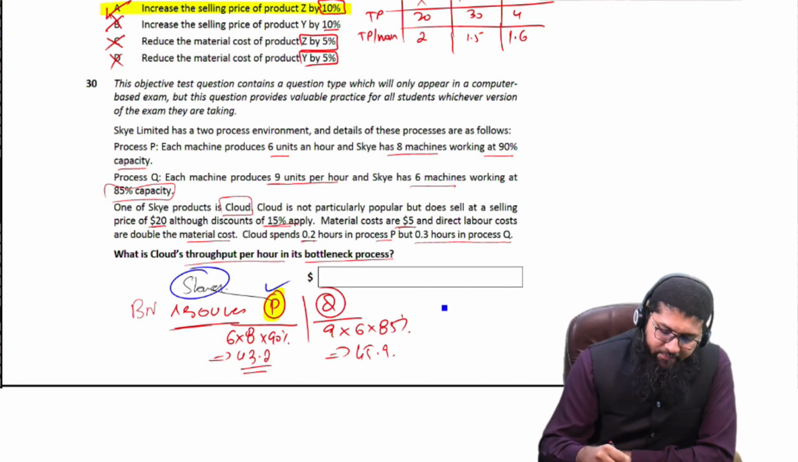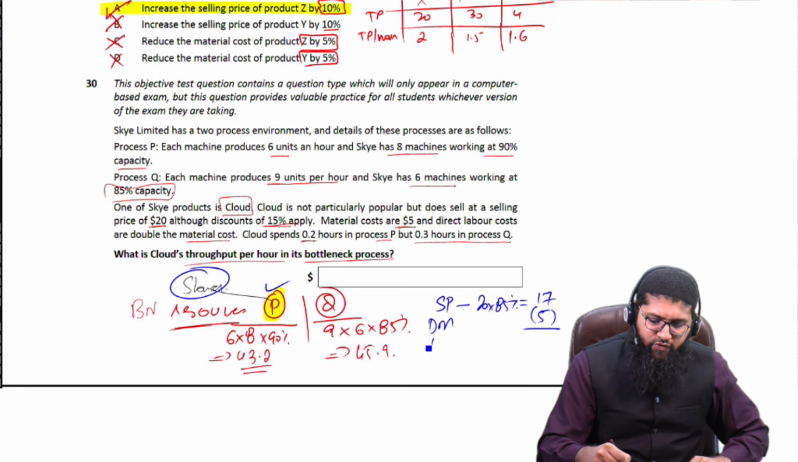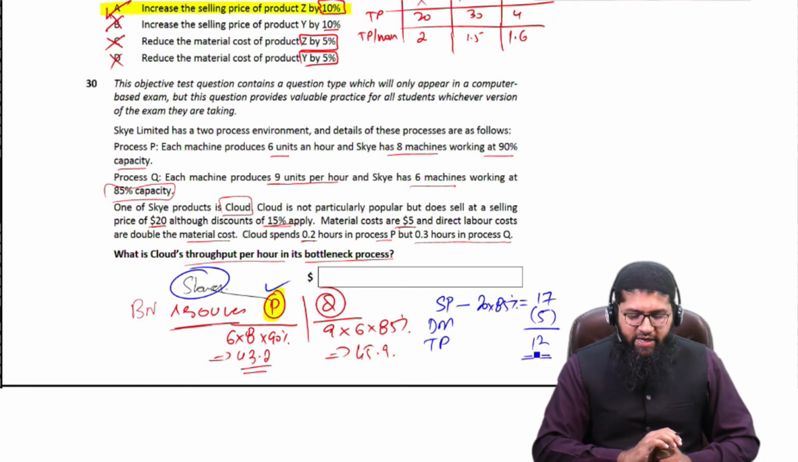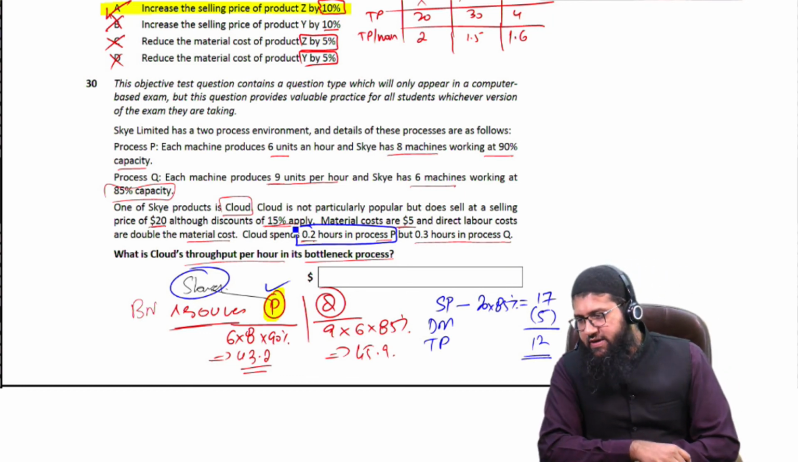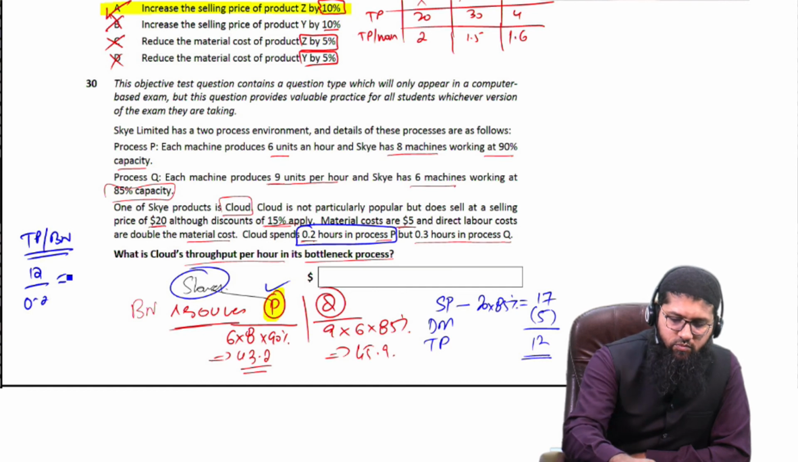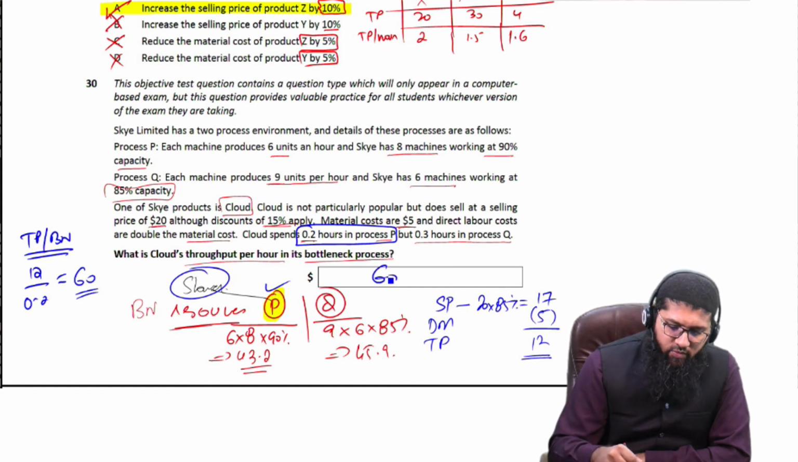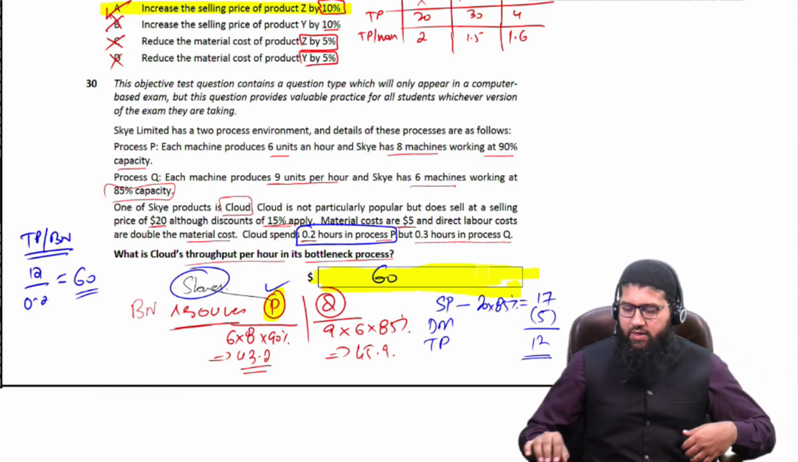So, what would happen is that the selling price is 20 into 85% gives you 17. The direct material is $5. So you've got the throughput to be $12. Now, it says each unit of Cloud spends 0.2 hours in process P. So throughput per bottleneck resource is going to be 12 divided by 0.2. So this actually gives you 60. So basically the Cloud's throughput per hour is going to be 60.